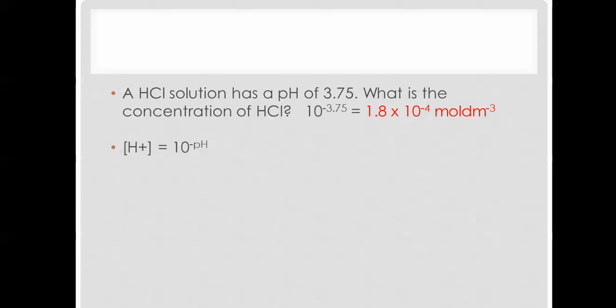So here, we know we can take the antilog to go from a pH to a hydrogen ion concentration. So I'm going to go 10 to the negative 3.75, and that's going to be my hydrogen ion concentration. But since HCl is a strong acid, those two concentrations are going to be equal. So my hydrogen ion concentration and my HCl concentration in a solution with pH 3.75 is 1.8 times 10 to the negative 4th mole per cubic decimeter.